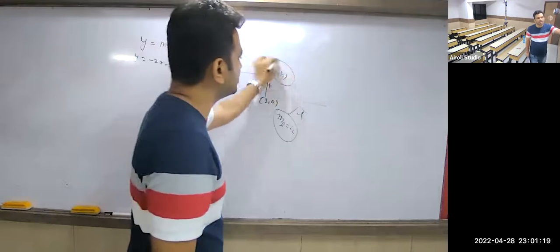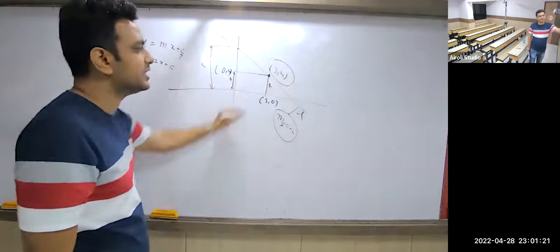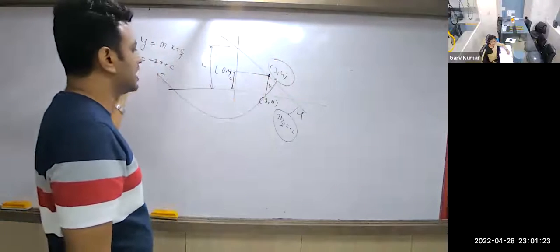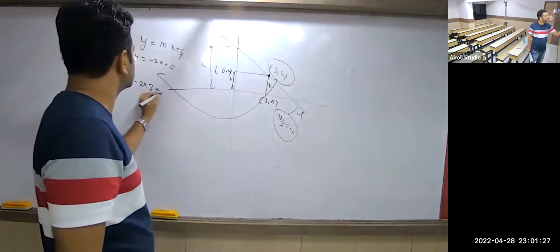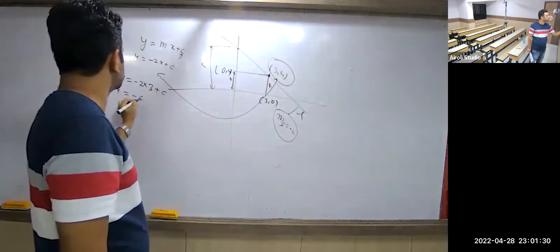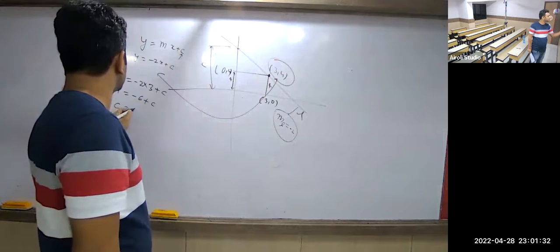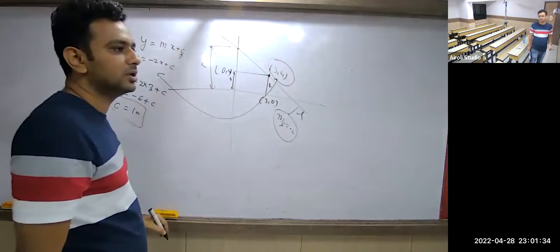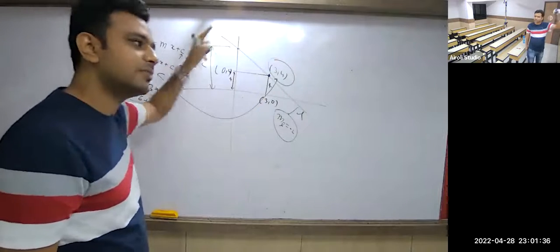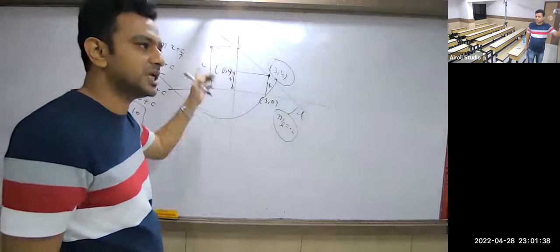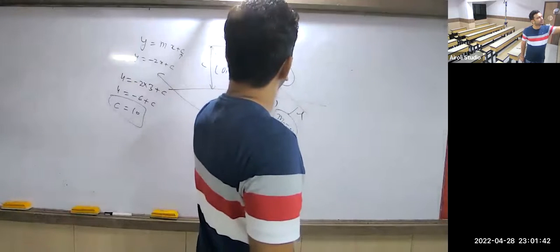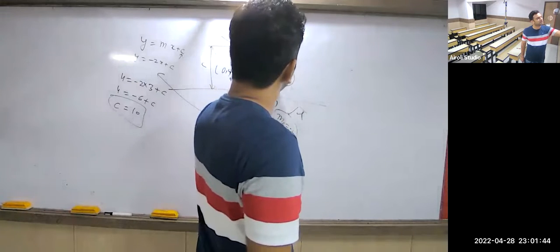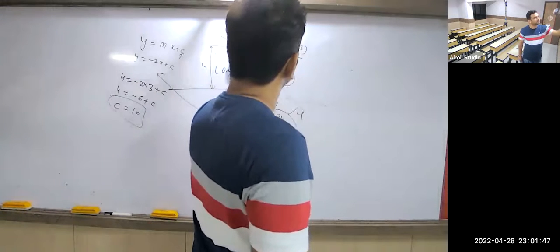This point lies on the line, so it will satisfy the equation of the line. The y value is 4, equals minus 2 into the x value 3, plus c. So 4 equals minus 6 plus c, so c will be equal to 10. You can do it with that method also and you will get the same answer. You can write it as y minus y1, y minus 4 equals minus 2 times (x minus 3).